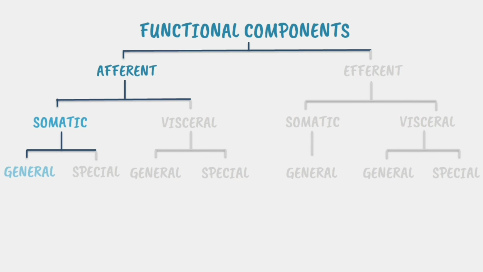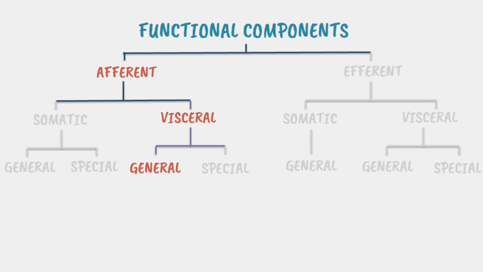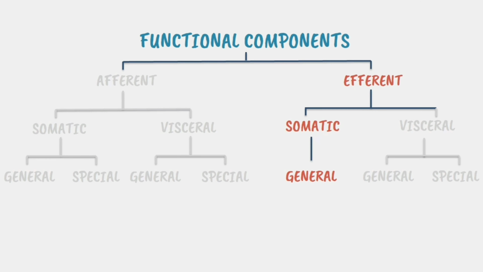Thus, there are a total of 7 functional components: general somatic afferent, special somatic afferent, general visceral afferent, special visceral afferent, general somatic efferent, general visceral efferent, and special visceral efferent.